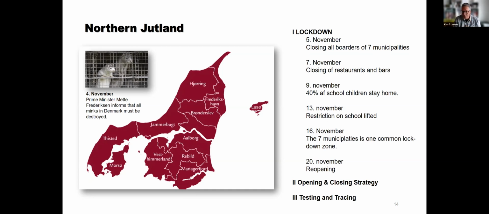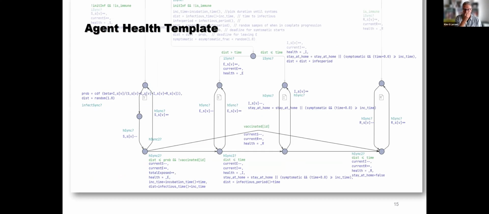So then you could think about, did that have any effect? Was it helpful or not? And that was the challenge here, because at the very end of November there was a lot of political discussion on that: was that really necessary? What was the effect of that? So we tried to answer that question by making models of that.